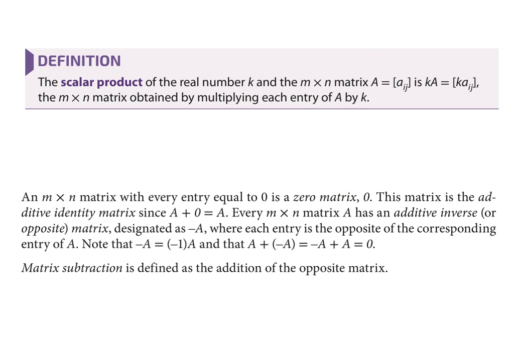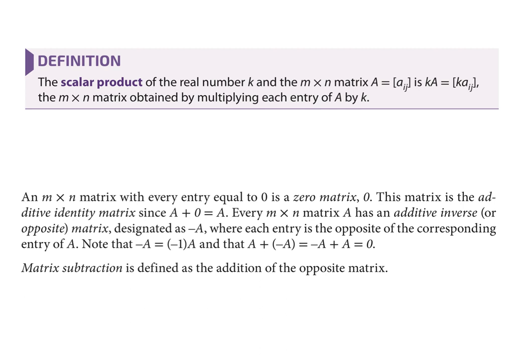When you have a zero matrix and you're adding it, you're going to keep the same thing because you're adding zero to everything. It is called the identity matrix for additive. So additive identity matrix, just like zero is the additive identity. And for every matrix, you have an inverse matrix, an additive inverse. We'll talk about inverse matrix multiplication.